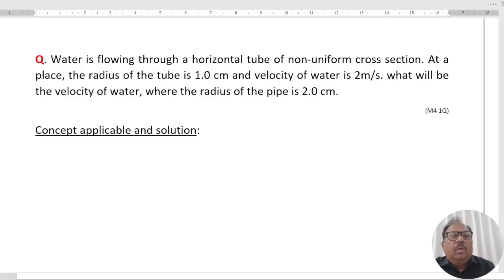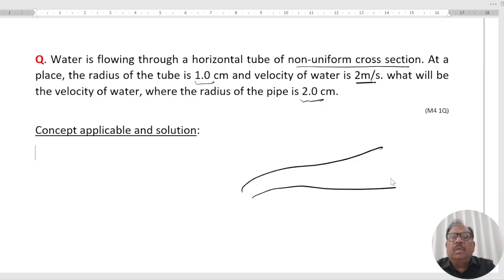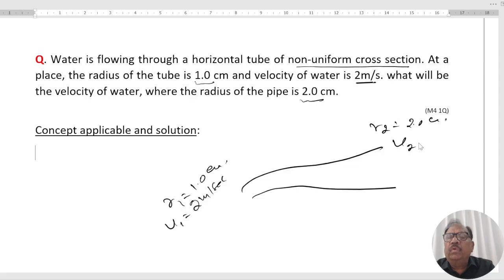The question is: water is flowing through a horizontal tube of non-uniform cross-section area. At a place, the radius of the tube is 1 centimeter, where velocity is 2 meters per second. What will be the velocity of water where the radius of the pipe is 2 centimeter? Means like this: R1 is 1.0 centimeter, velocity 2 meters per second, R2 is 2 centimeter. V2 to find out.